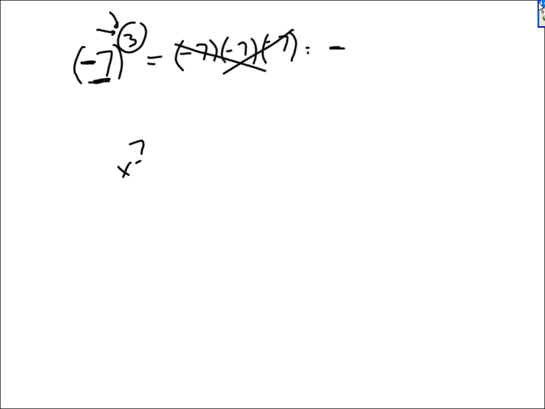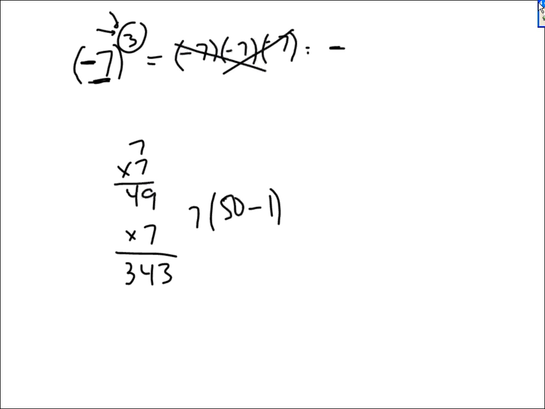And you should know that 7 times 7 is 49. Times the third 7, you should know that 49 times 7 is 343. 49 is 50 minus 1. 7 times 49: 7 times 50 is 350, minus 7, 343. So the answer is negative 343.